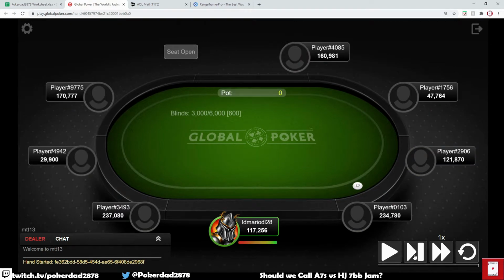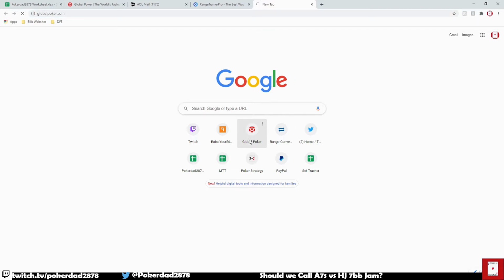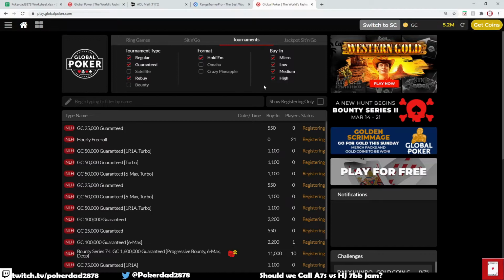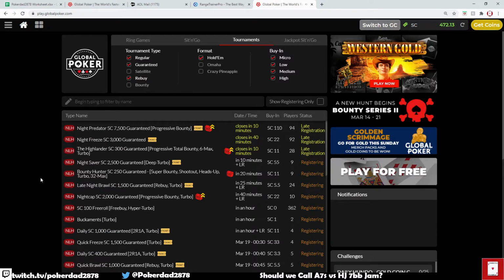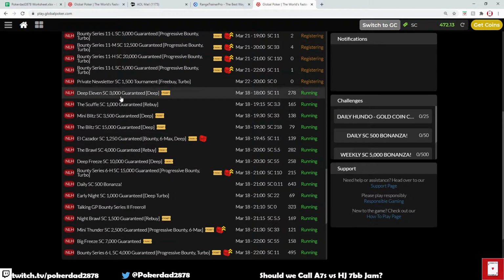What I also want to do, because I see that the blind levels are 3,000, 6,000, is take a look at something on Global Poker right now to get an idea of where the 3,000-6,000 level is. I believe this is in the money. If it's not in the money, it's close to the money. It might even be final two tables, which would make it an ICM situation. So let me find a tournament that might be that deep to get an idea.